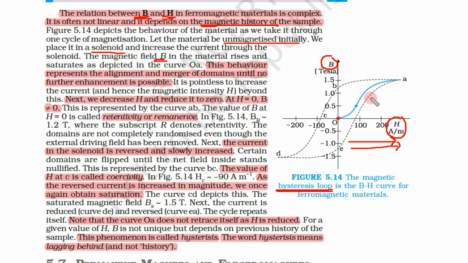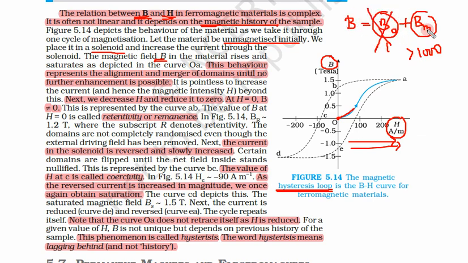So initially, as we increase the current in the solenoid, the magnetic field in the material also starts rising. This is the field in the magnetic material. Also, B is equal to B0 plus Bm, and Bm is more than 1000 times B0. So we can remove this part, let us remove this part.